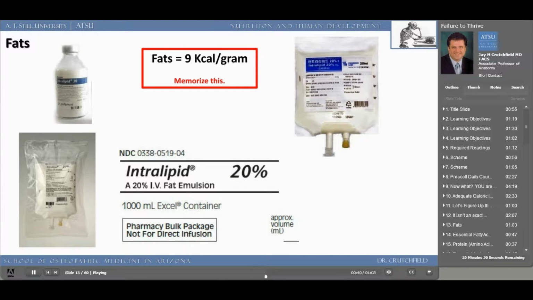So we have to figure out how much fat Tony needs. In the usual American diet, between 30 and 40% of your calories should come from fats, because these intralipid fat emulsions and the fats that you eat from food in the store usually contain the essential fatty acids that you need. We'll talk about this in a minute.